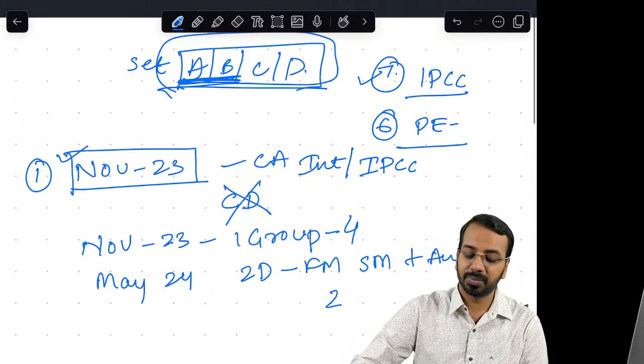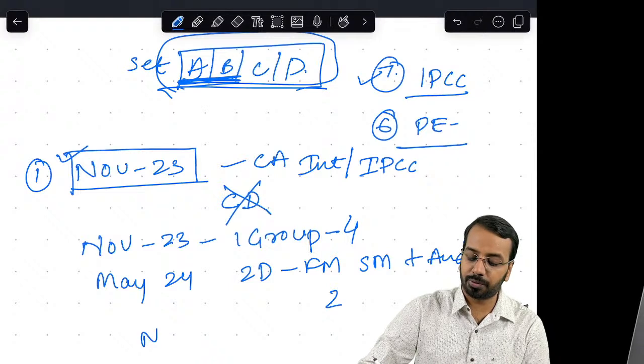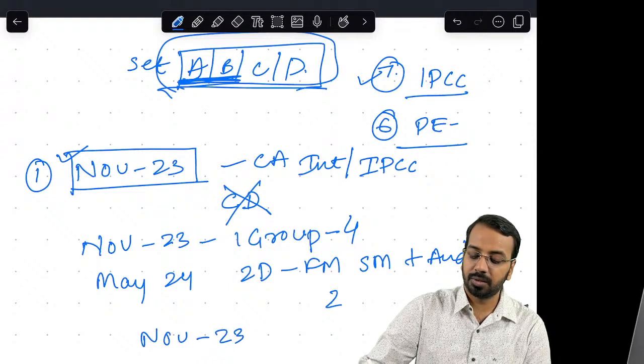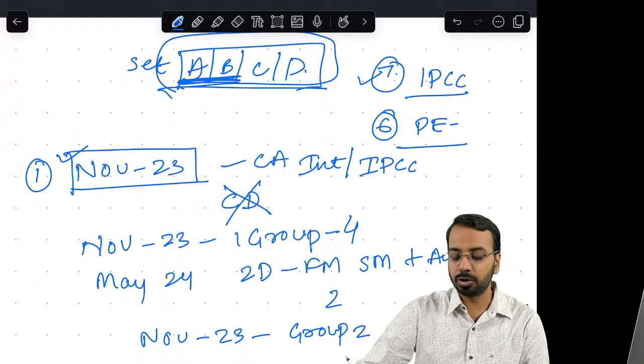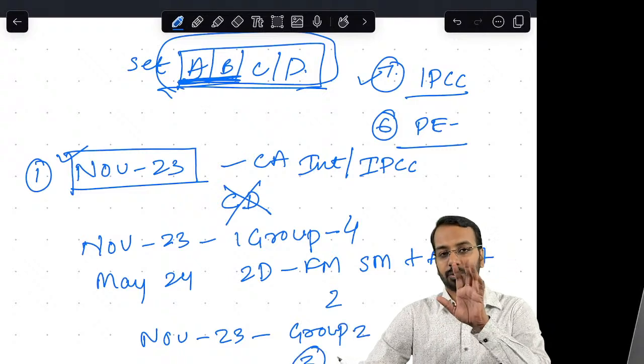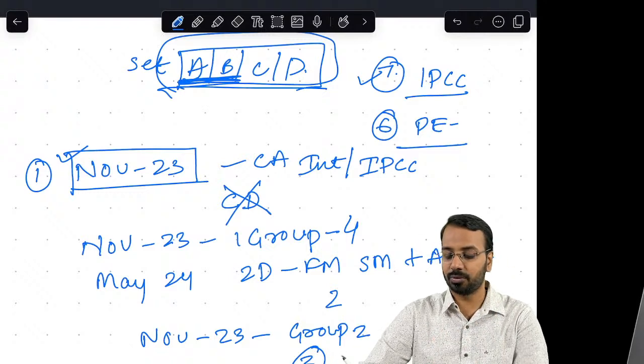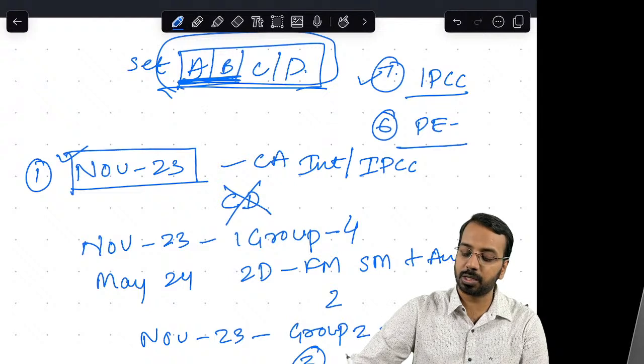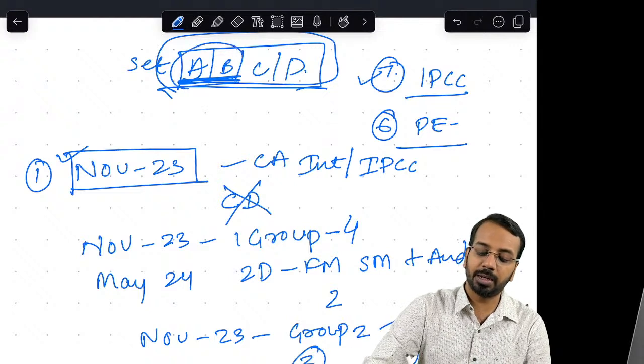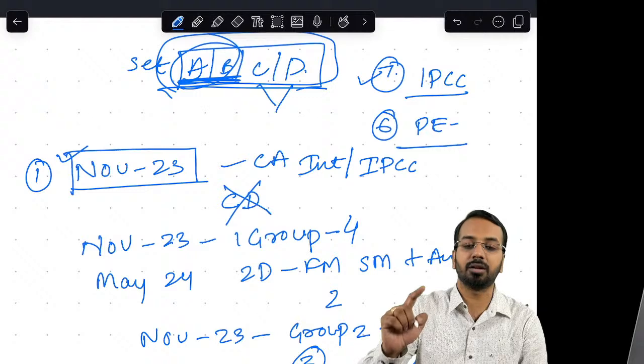Okay, same way, if you have cleared in November 23, if you have written group 2 or you have passed group 2, and now you will be writing 3 papers of the costing, taxation and I think law, those 3 papers will be right. So here you have written 4 papers, here 3 papers, total 7 papers. So A and B becomes applicable. Out of C and D you have to choose one.